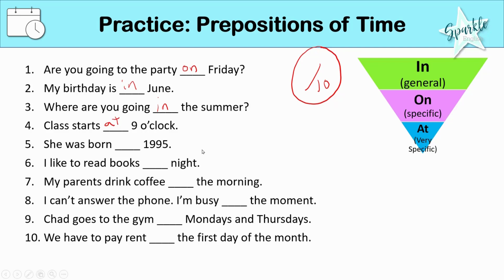Number 5. She was born in 1995. Number 6. I like to read books at night. Remember, that's one you have to memorize. We always say at night, not in the night. Number 7. My parents drink coffee in the morning. Number 8. I can't answer the phone. I'm busy at the moment. Number 9. Chad goes to the gym on Mondays and Thursdays. And finally, number 10. We have to pay rent on the first day of the month.